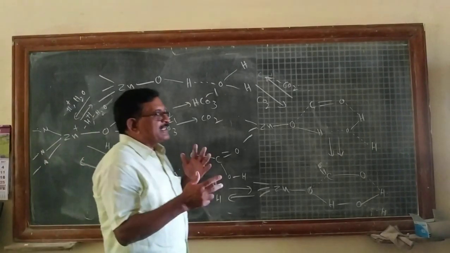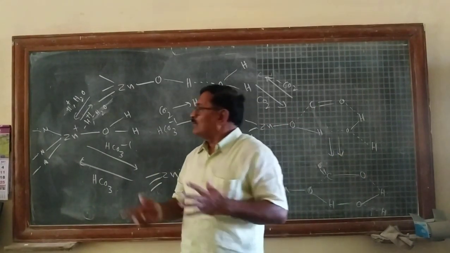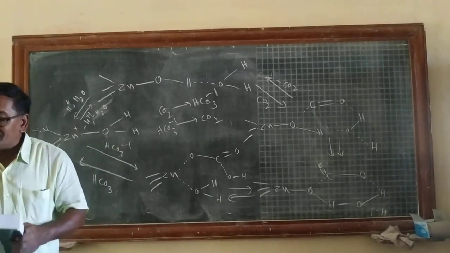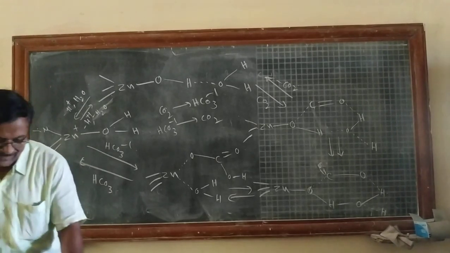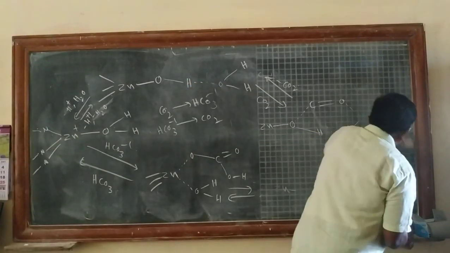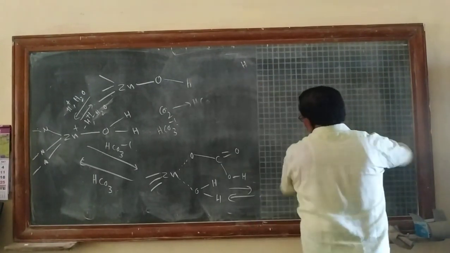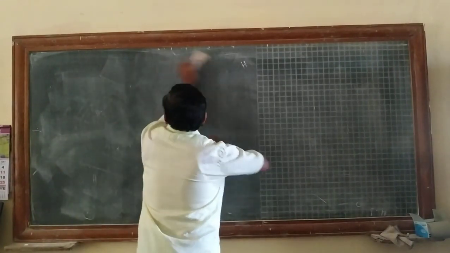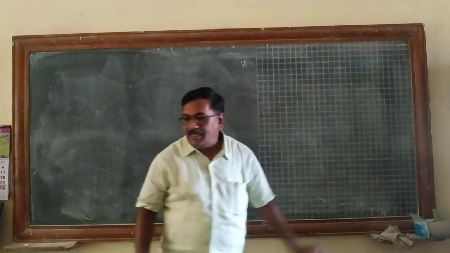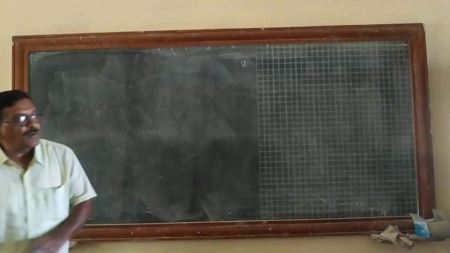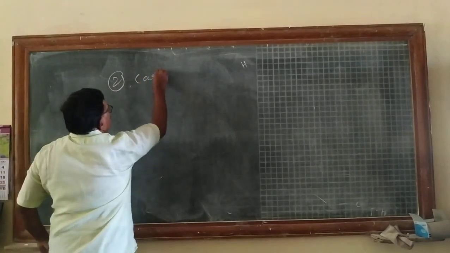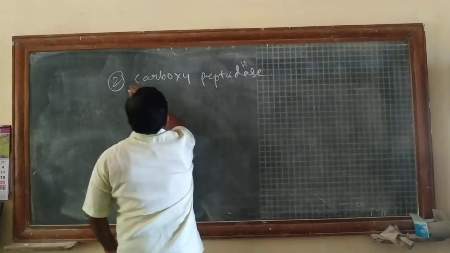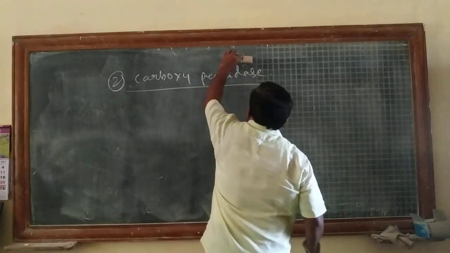So depending upon the biological systems, we come across carbonic anhydrases. Then the second one is carboxypeptidase. The carboxypeptidase is also a metalloenzyme, a magnesium metalloenzyme. So the second one is carboxypeptidase.